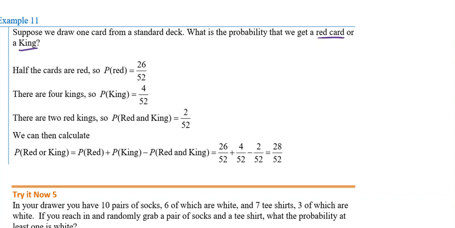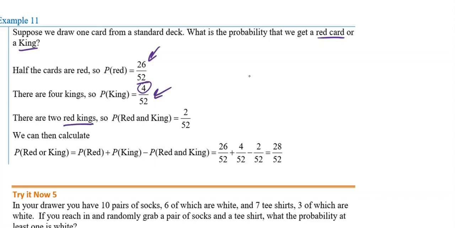So let's do this. We'll say, okay, half the cards are red, so 26 out of 52, right? So that would be the probability of getting a red card. Okay, there are 4 kings, so that would be the probability of the kings, 4 over 52. Now, there are 2 red kings.